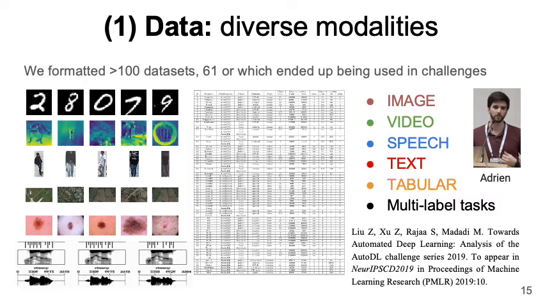Then, such challenges need a lot of data. We enrolled the help of many people to donate data with a variety of modalities: images, video, speech, text, tabular data. And we are grateful to Adrien Pavao, who formatted the majority of them in a common TF record format designed by André Elisseff. In total, we reached more than 100 datasets, 61 of which ended up in the challenges of the AutoDL series. All tasks are multi-label classification tasks.